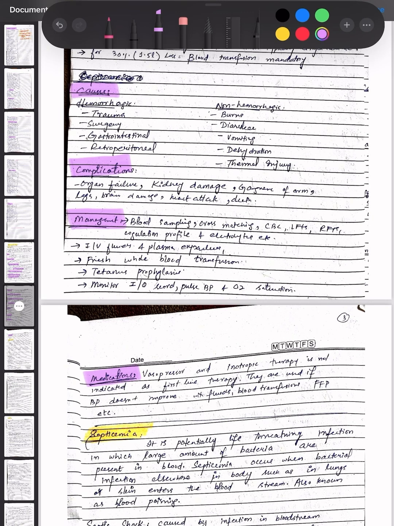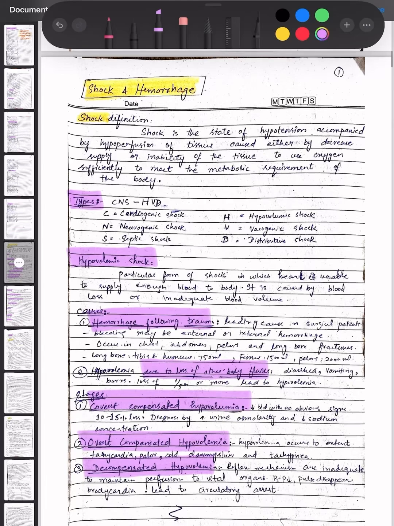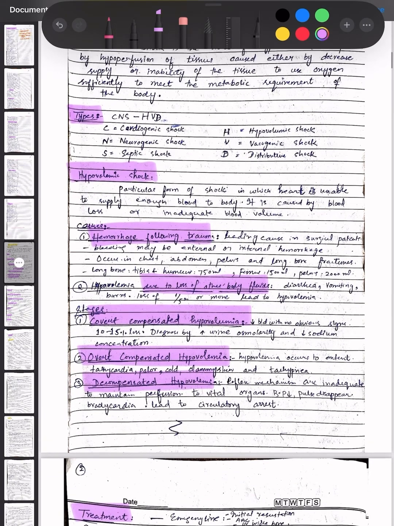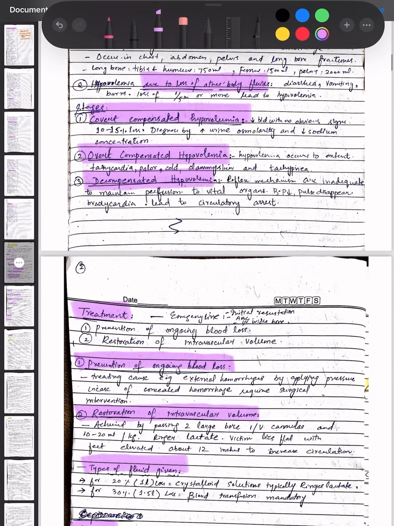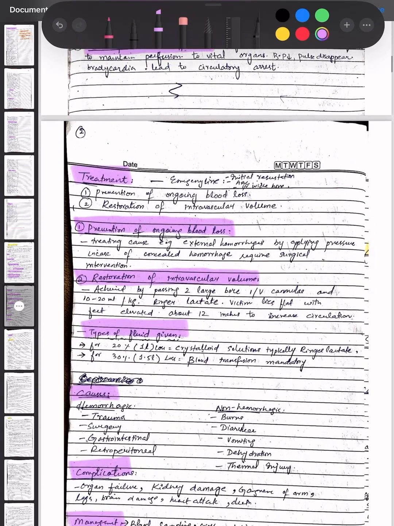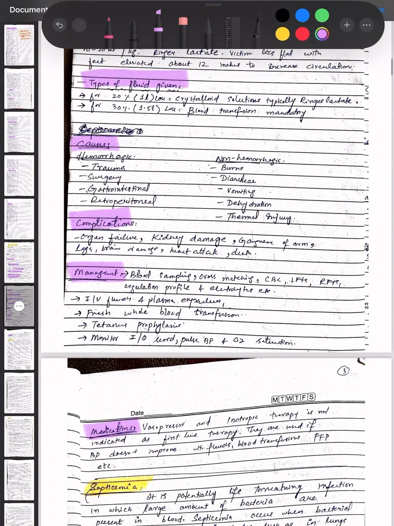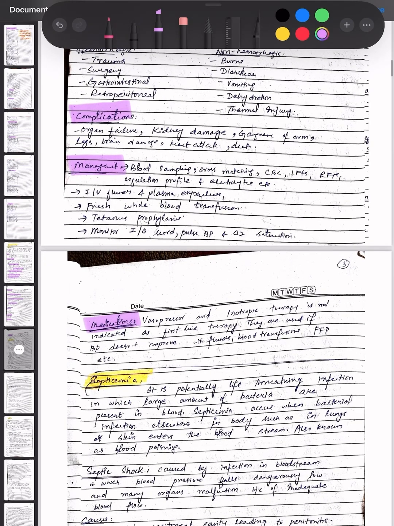Okay, so what we studied: first we discussed the definition of shock, then what are the types of shock, then what are the causes of shock, then what are the stages of shock, then what are the treatment options, then how we can prevent it, then what are the basic causes of hemorrhagic and non-hemorrhagic, what are the complications that can develop, what are the management options, and what are the medications.